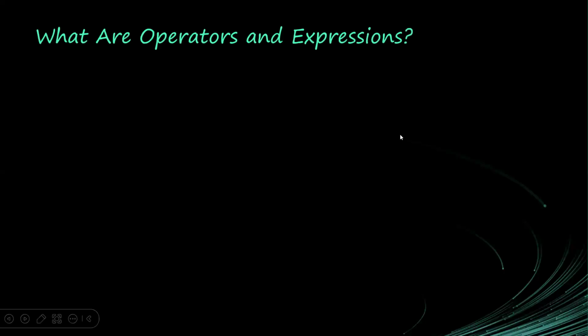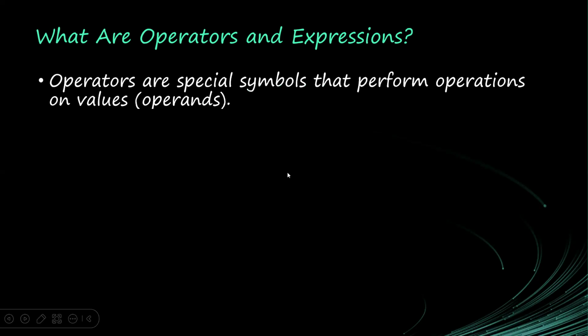Okay. So what are operators and expressions? Operators are special symbols that perform operations on values. Now, these values are called operands. Operands are variables. They can be literal values. They can be expressions too.